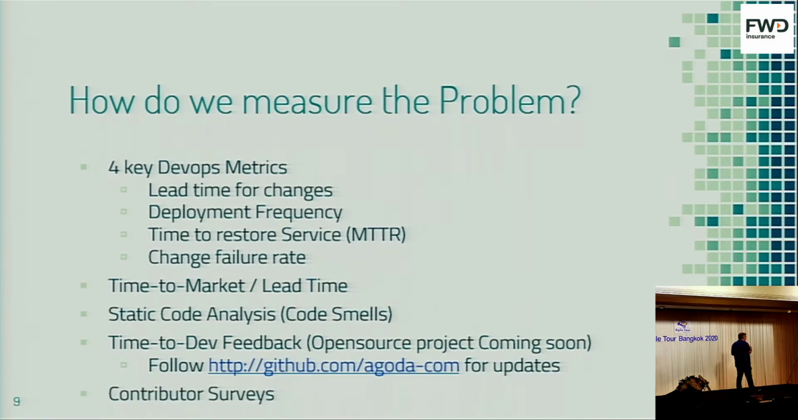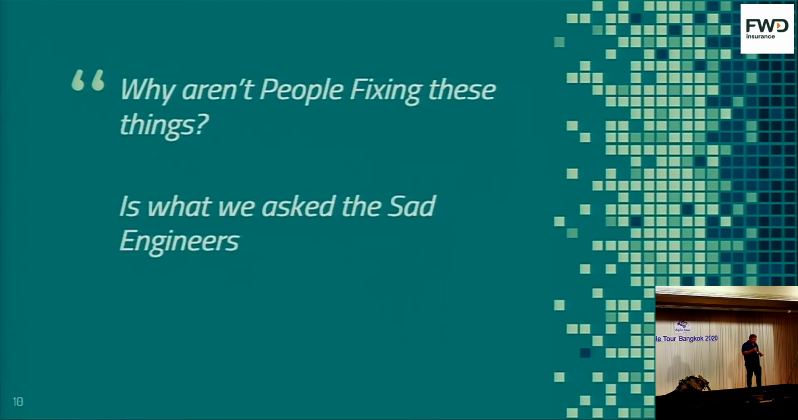And also the contributor surveys we use as well, which I showed before. So why aren't people fixing these things, which was the next question. So we asked the sad engineers, why aren't they getting fixed? Why aren't people just fixing them?